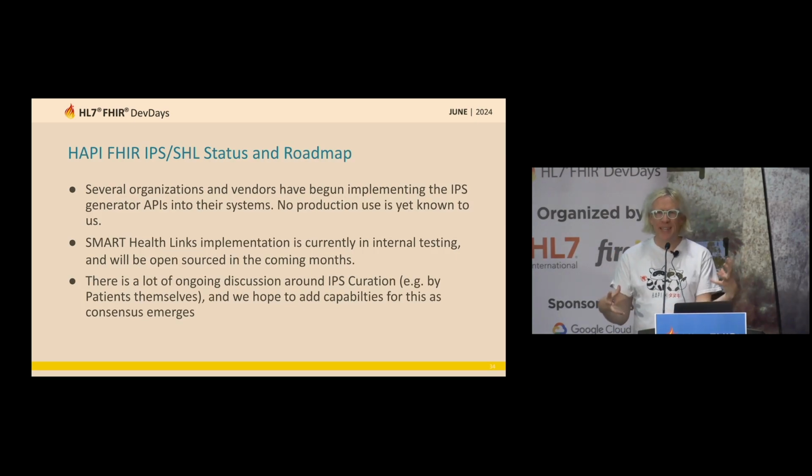We've also started testing some open source software for implementing the Smart Health Links standard. We haven't yet open sourced it, so don't go looking for it on the HAPI website, but that is absolutely on our roadmap for this year, to get it to a point where we're going to add it to the main repo. We're still trying to figure out exactly what form that should take because it's not a part of FHIR, so we're deciding on what to do about that, but we will get there.